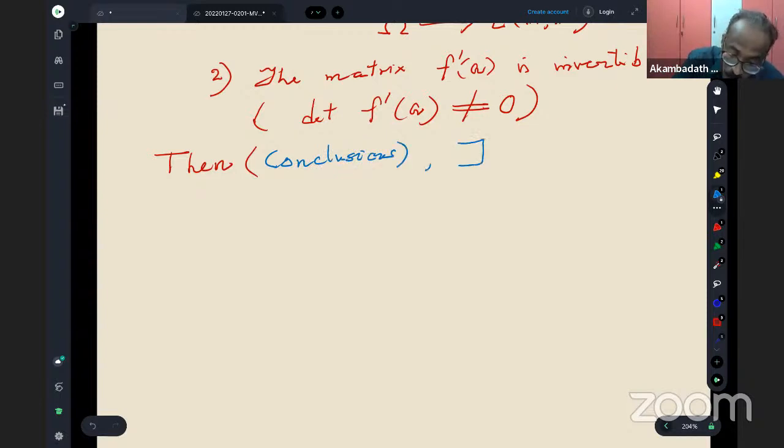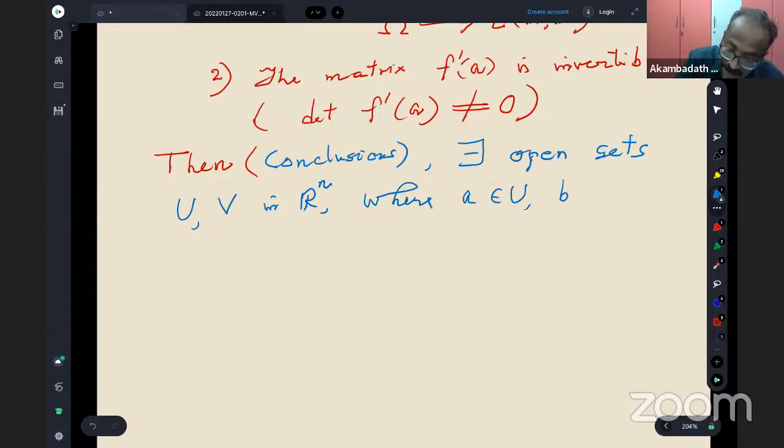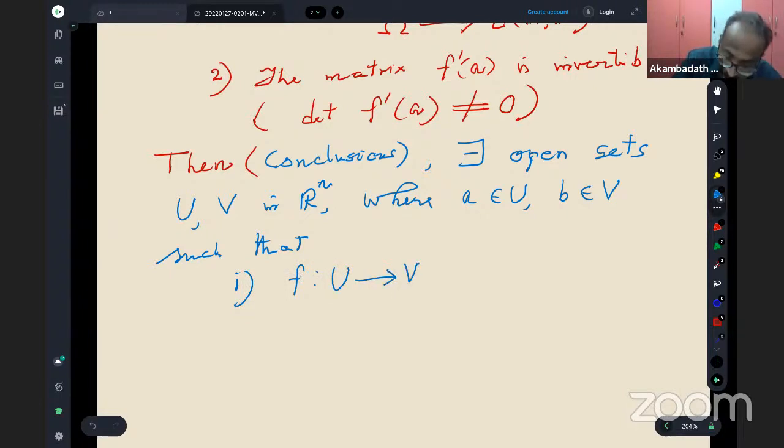Then there exist open sets U, V in Rn, where U is an open set containing A and V is an open set containing B, with B equal to f of A, such that, what are the things it should satisfy? One, f restricted to U to V is 1-1 and onto.